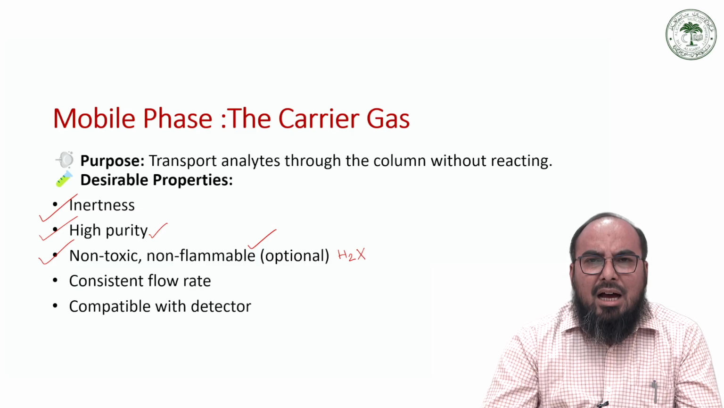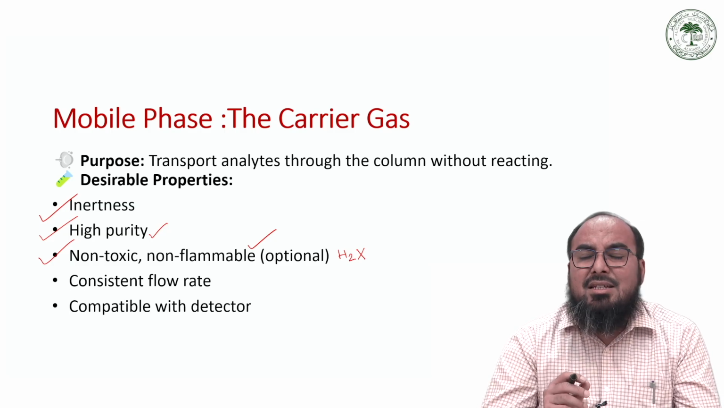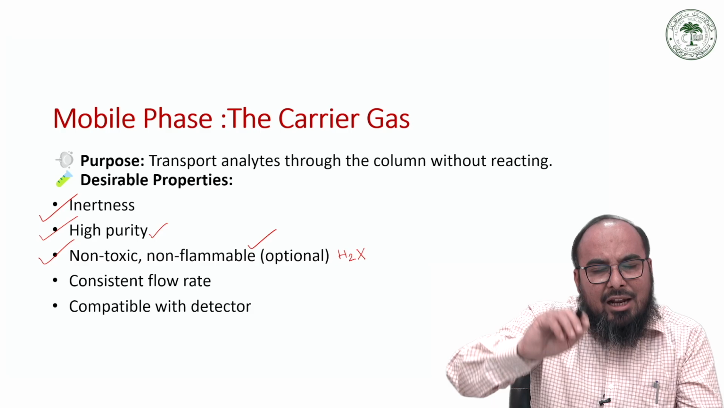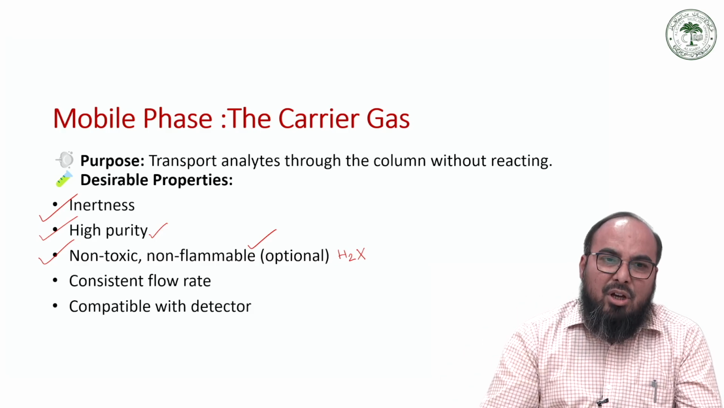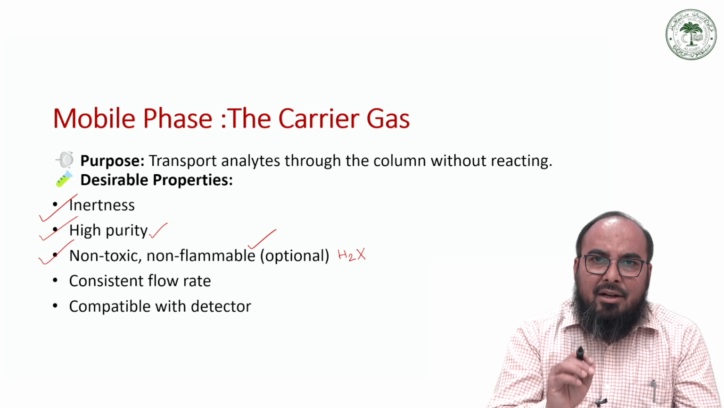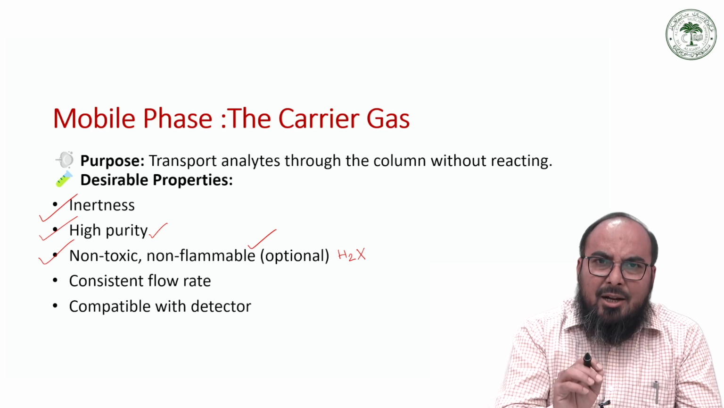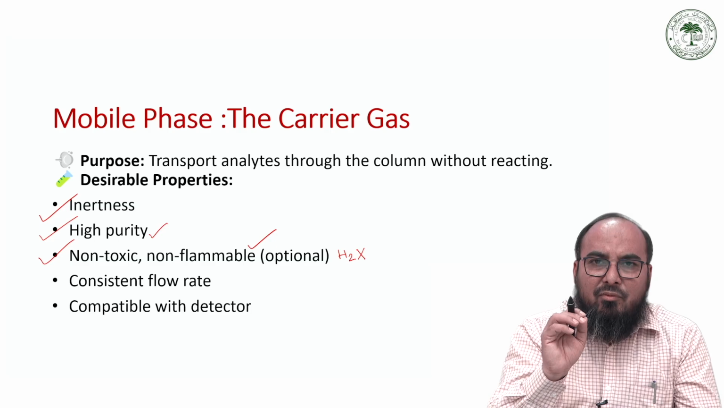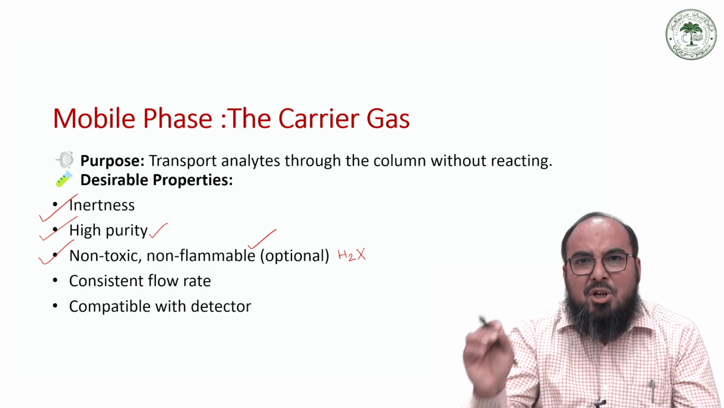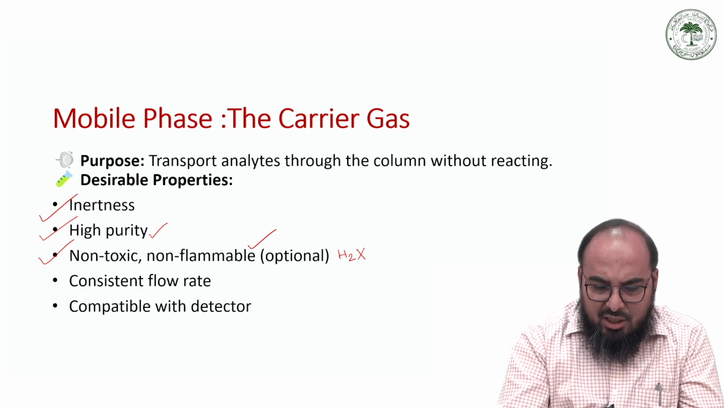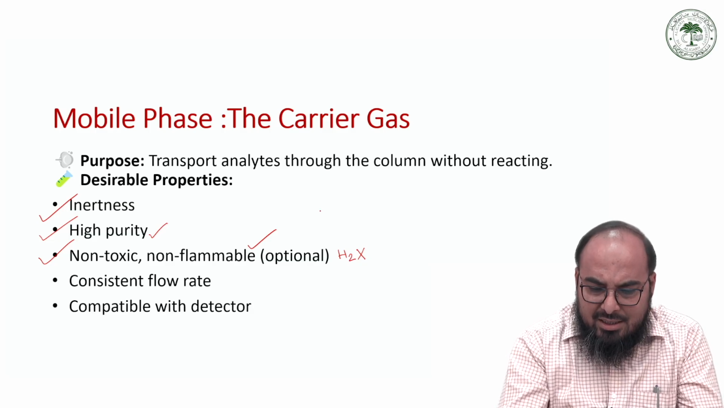Similarly, the carrier gas must have a consistent flow rate, so that the pressure along the column is maintained, because if you maintain the pressure at the inlet point, then you are very sure that you will get the same pressure at the outlet point. For example, if you have 50 psi pressure, let us suppose you have a column.